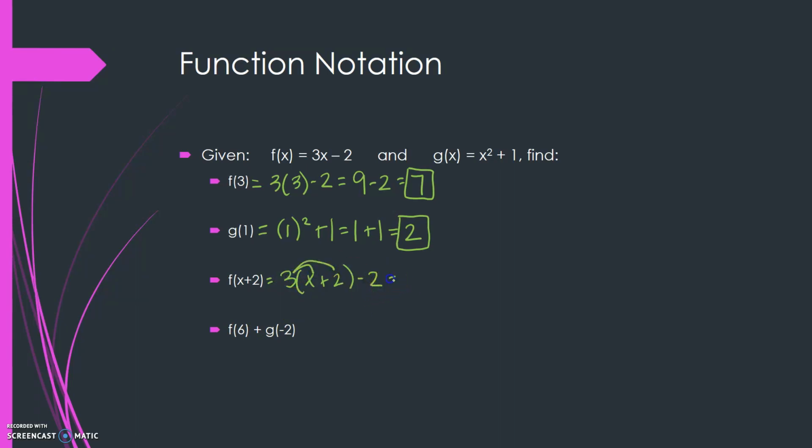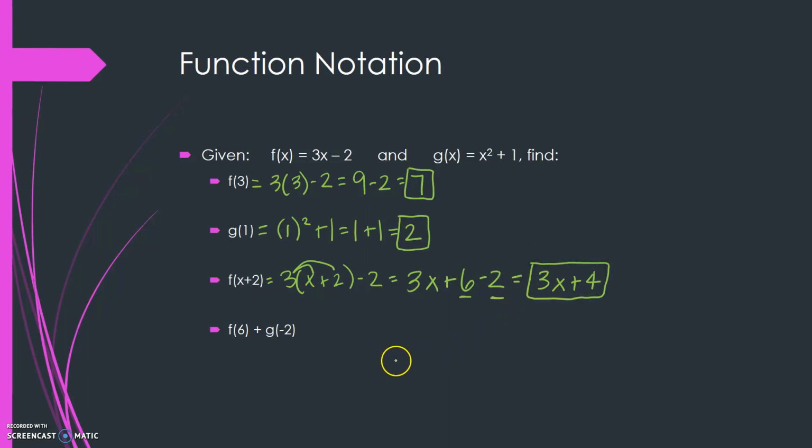3 times x is 3x. 3 times 2 is 6. And then I'm going to bring over my minus 2. My only like terms are the positive 6 and the negative 2. 6 and negative 2 gives me 4. So f of x plus 2 is 3x plus 4.